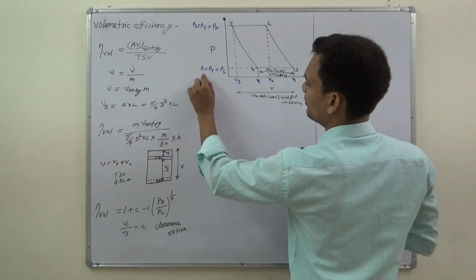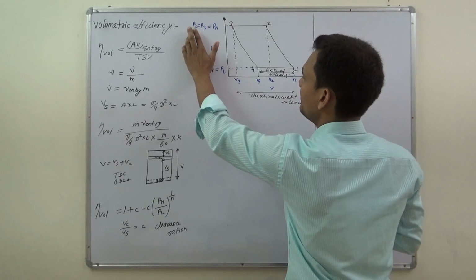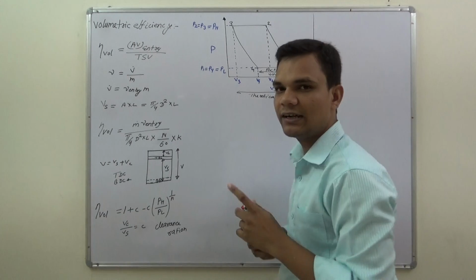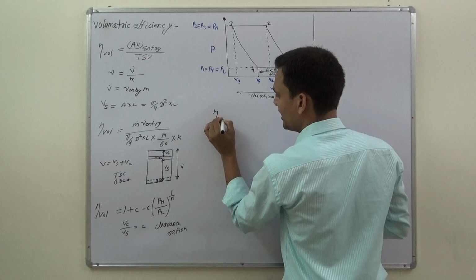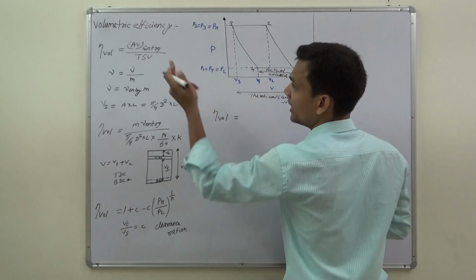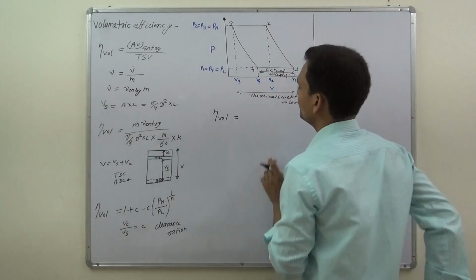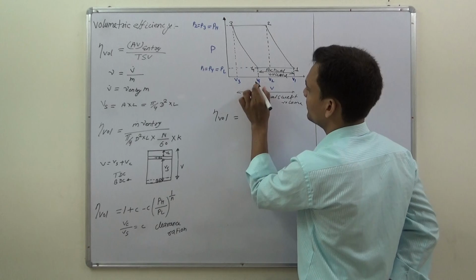I also write some other points. P1 is equal to P4 and this will be equal to P lower, and P2 is equal to P3, this will be equal to P higher. So let's start our discussion. Then volumetric efficiency is equal to actual volume at entry to the total swept volume. Then actual volume will be equal to V1 minus V4.